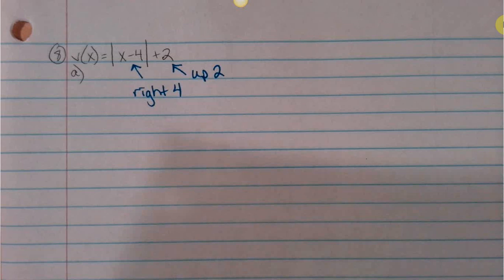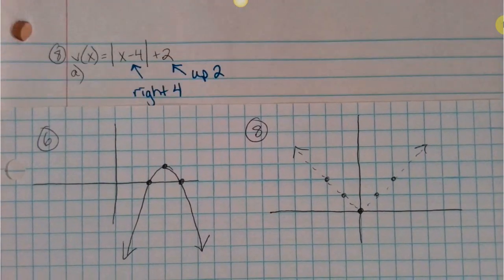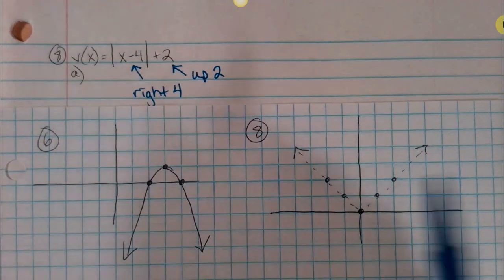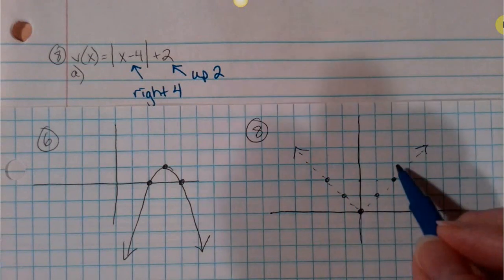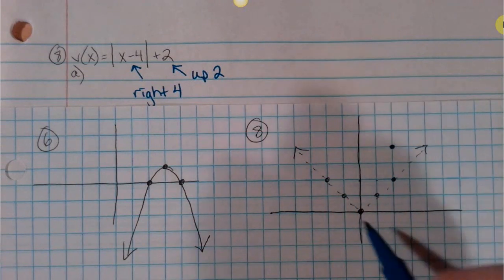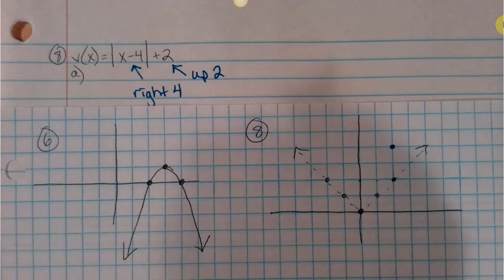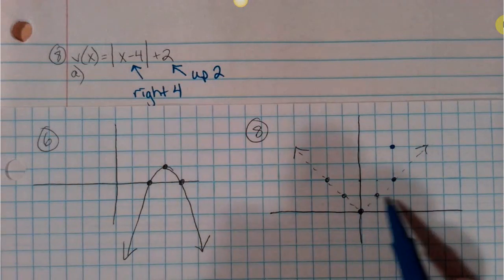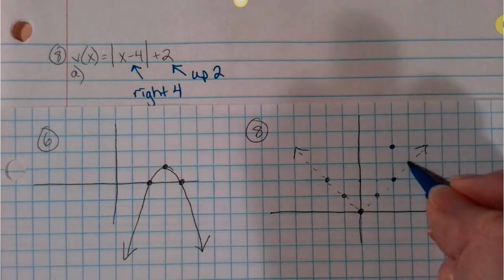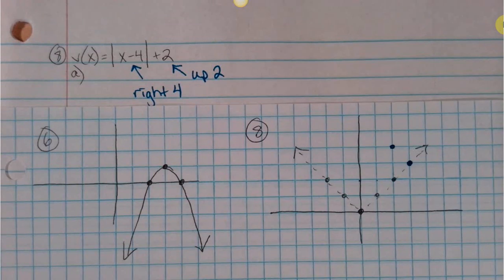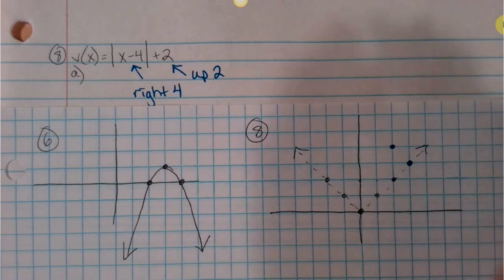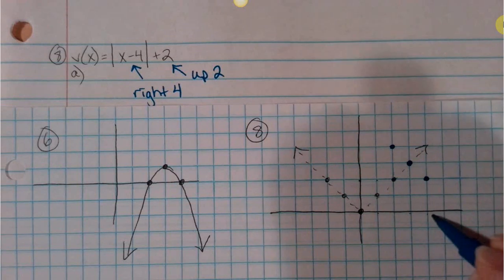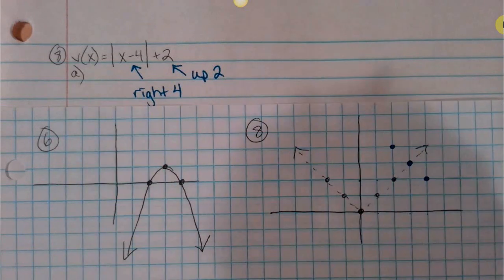So we're going to take all of our points and shift them to the right 4, up 2. So that means that this point, 1, 2, 3, 4, up 1, 2, will end up at (2, 4). This point, 1, 2, 3, 4, 1, 2, will end up at (3, 3). This point, 1, 2, 3, 4, 1, 2, ends up at (4, 2).